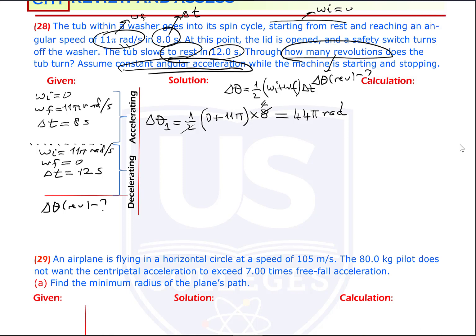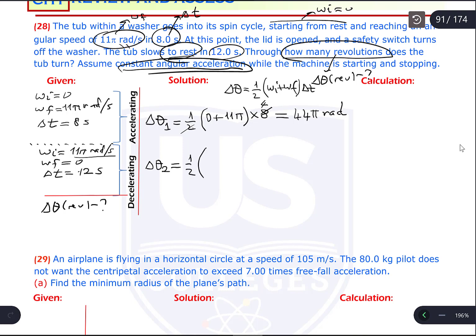Let's do the same thing for the deceleration part. I will say this angular displacement is delta theta 2, 1 over 2. This time initial angular speed is 11 pi.